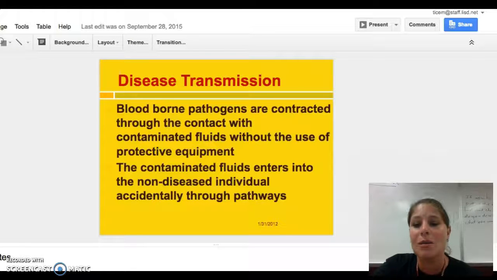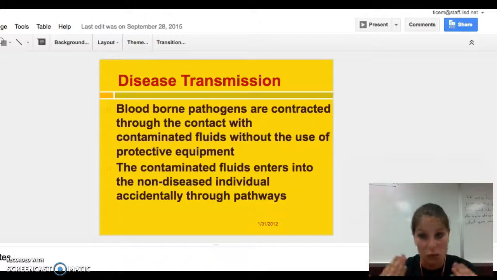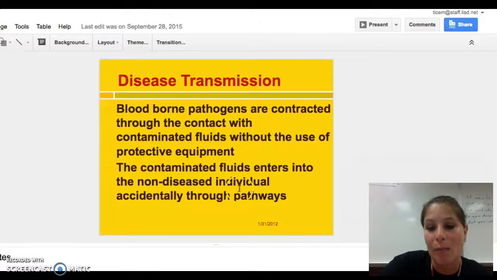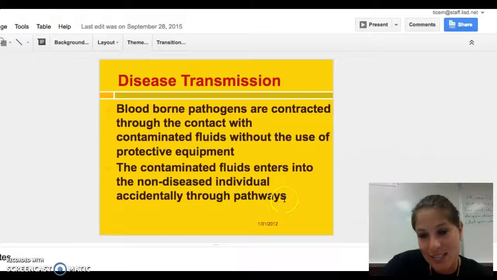Okay, keep in mind that in order for somebody to be contaminated, it has to get into your body, okay? And so this is where we see the word pathways, okay? Pathways is kind of an important word.